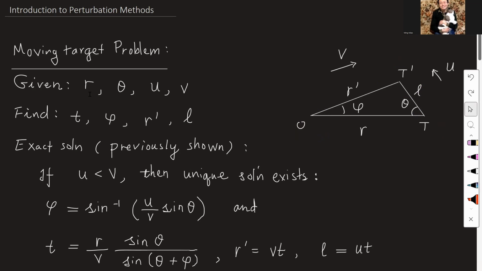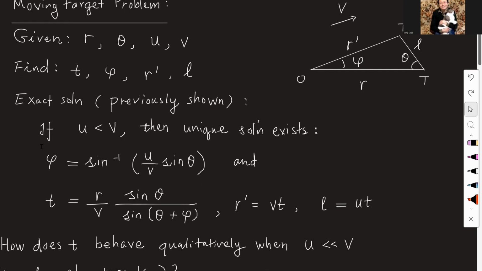So these numbers are given. R, that's the current target range. Theta is the direction of the target course. So you see T prime T, that's the target course, and OT, that's the line of sight. They form an angle, theta. U is the target speed, and V is the projectile speed. So given these, we are asked to find T, that's the hitting time, phi, that's the firing angle, R prime is the future range, and L is the lead distance.